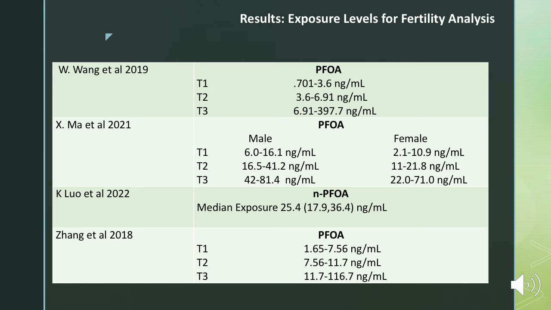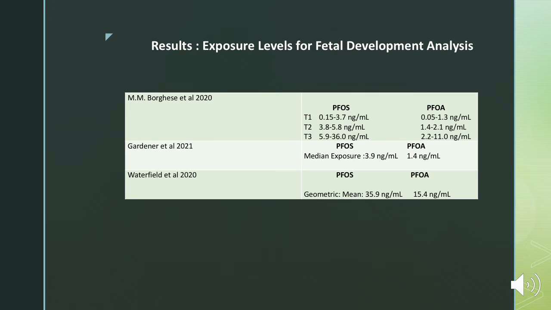This slide shows the exposure levels of PFOA for the fertility analysis. The lowest exposure was 0.701 and the highest was 397.7 amongst the means. So the exposure varied greatly and was very sporadic. And for the fetal development analysis exposure levels, it's the same thing. Exposures varied greatly. The lowest value was 0.05 and the highest was 36.0 amongst the means.